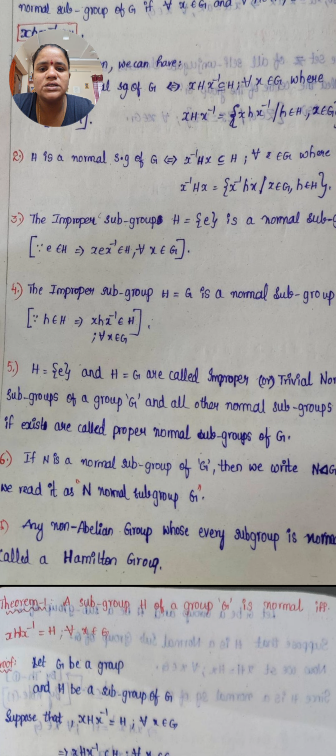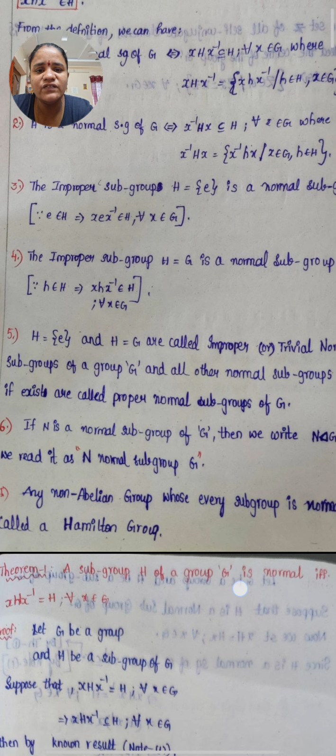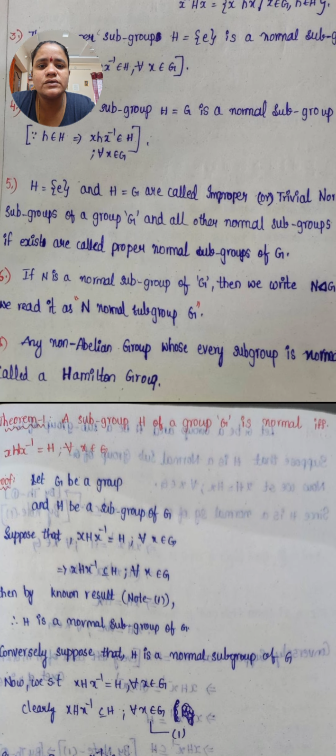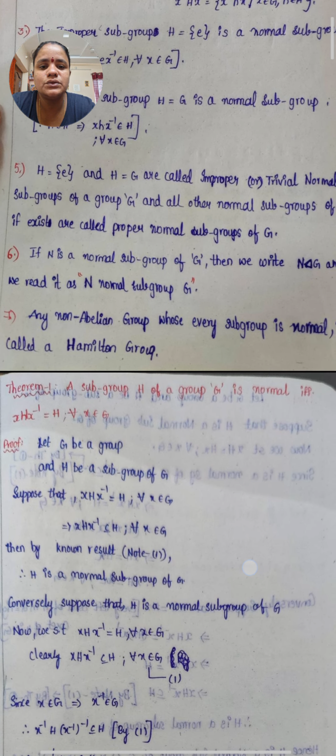e belongs to H implies xex⁻¹ belongs to H for all x belongs to G. The improper subgroup H equal to G is a normal subgroup of G. H equal to the singleton {e} and H equal to G are called improper or trivial normal subgroups of G, and all other normal subgroups of G, if they exist, are called proper normal subgroups of G.